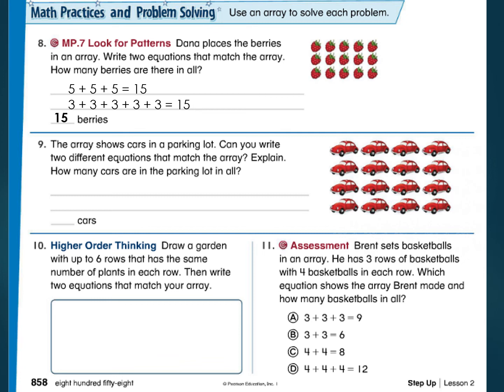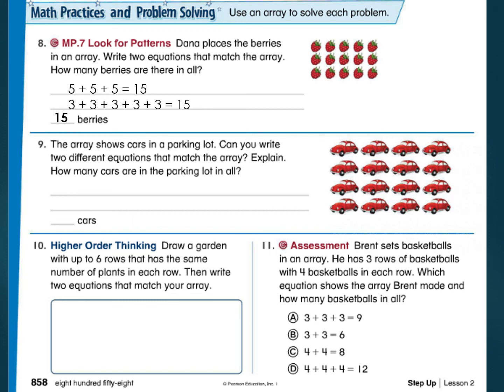Now number 9. The array shows cars in a parking lot. Can you write 2 different equations that match the array? Explain. How many cars are in the parking lot in all? What do you think, boys and girls? Let's see by rows and by columns. How many rows are there? 4 rows. And how many columns? 4 columns. Each row has 4 cars and each column has 4 cars too.